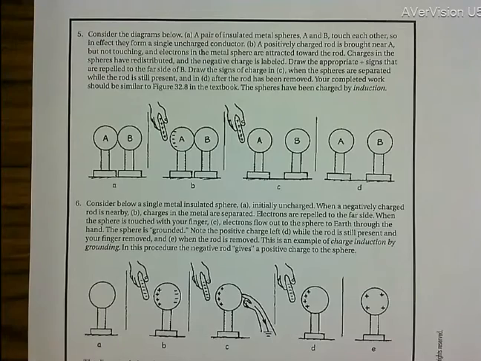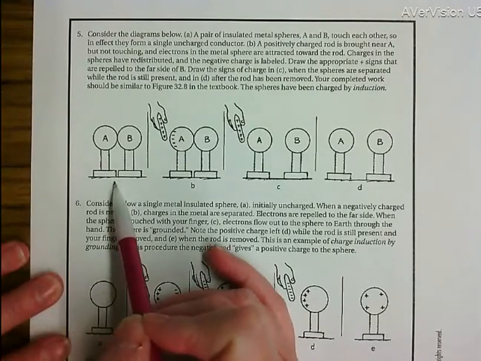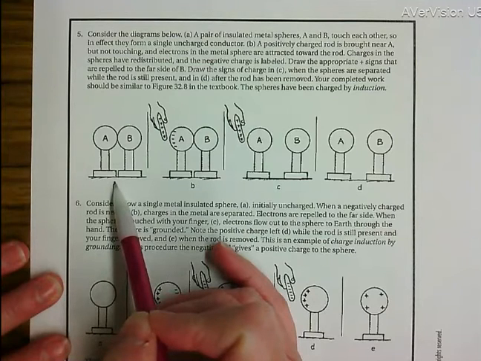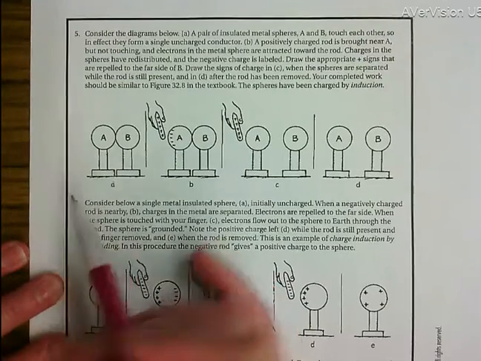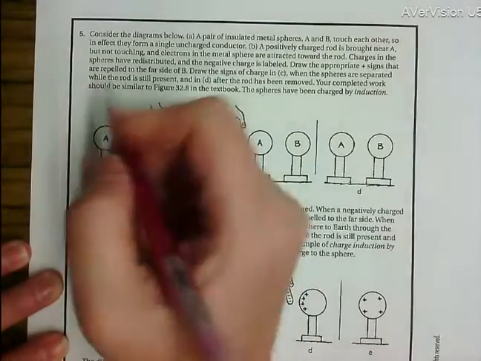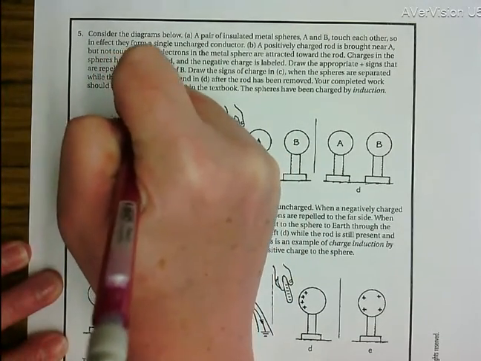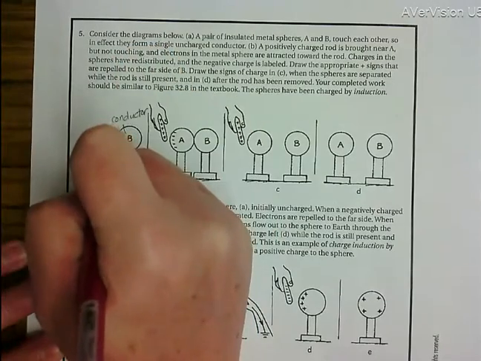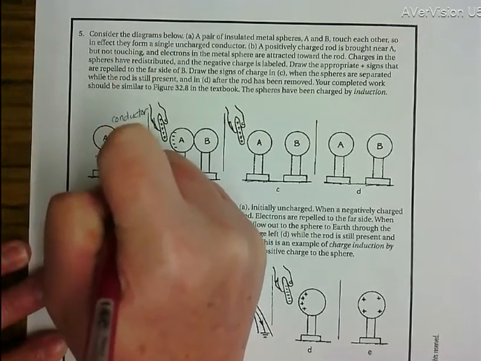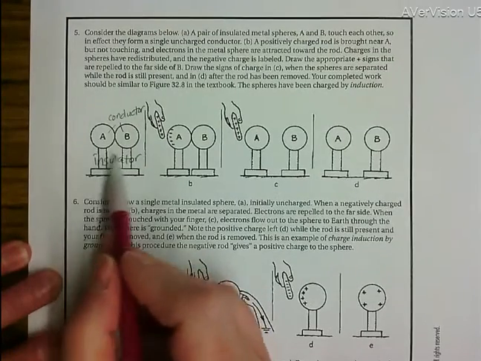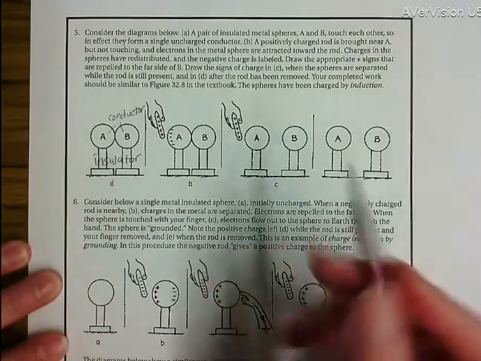Consider the diagrams below. In picture A, a pair of insulated metal spheres, A and B, touch each other, so in effect they form a single uncharged conductor. So again, our balls here, these are conductors, these are our spheres, and this part is an insulator so that the charge can't move off of these metal spheres.